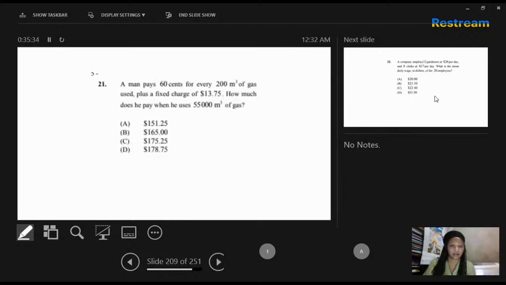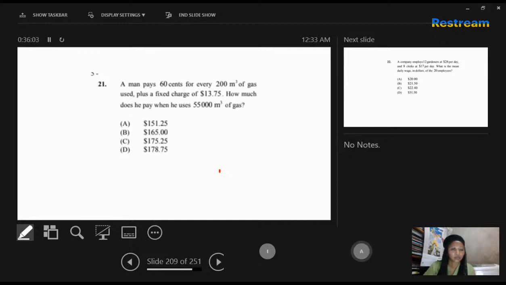Alright, Asar. A man pays 60 cents for every 200 meters cubed of gas used, plus a fixed charge of $13.75. How much does he pay when he uses 55,000 meters cubed of gas?